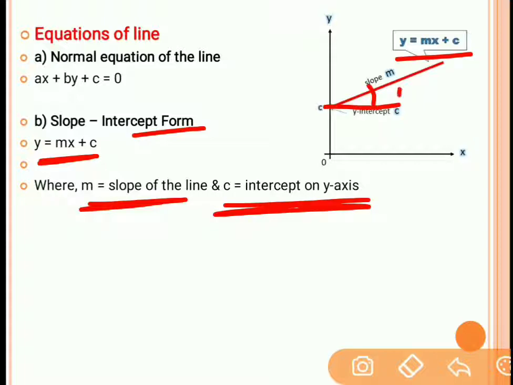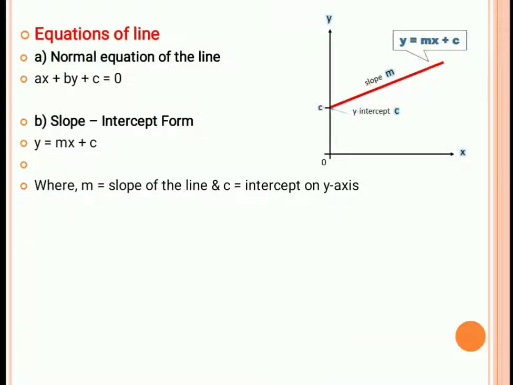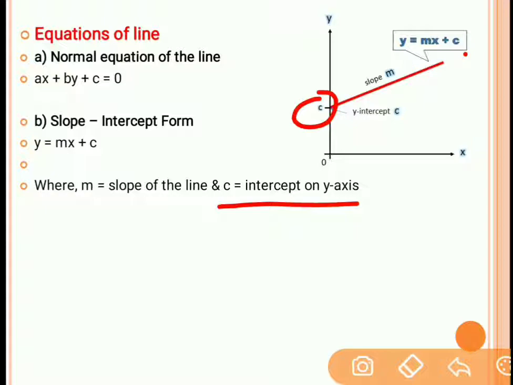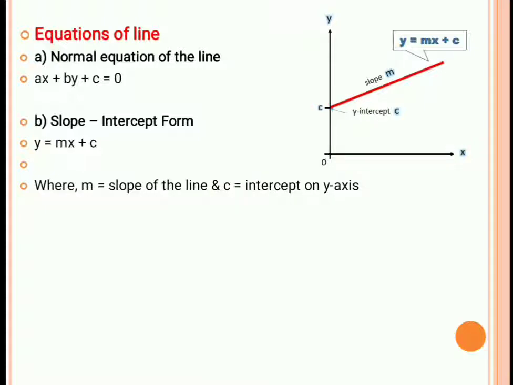Slope means the angle made by this line with respect to the horizontal line. And c is the intercept on the y-axis. It means that when this line cuts the y-axis, you get one point on the y-axis, and the distance of that point from the origin is nothing but the intercept c on the y-axis. So the slope-intercept form of the equation of a line is y = mx + c.